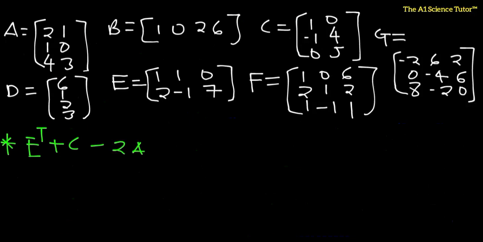What is going to be the answer to E transpose plus C minus 2A? So this is the matrix E. This is a 2 by 3 matrix. Now we need to transpose it. So obviously the transpose will become a 3 by 2 matrix. Then we need to add that to the C matrix and then subtract 2A from the answer.